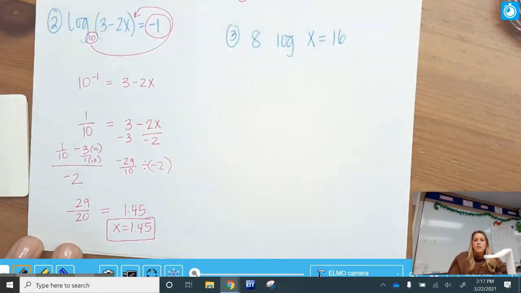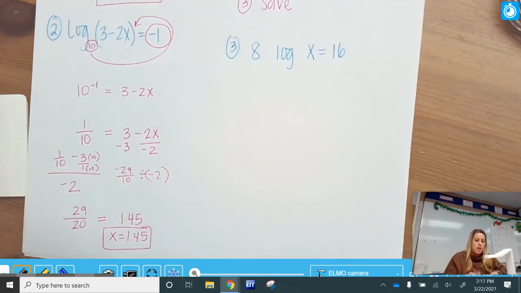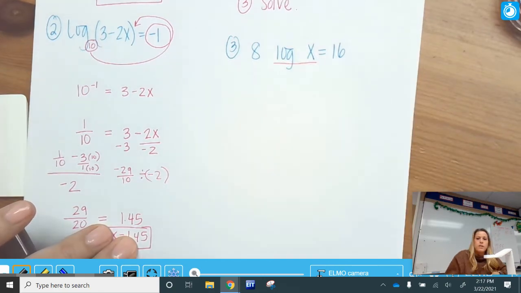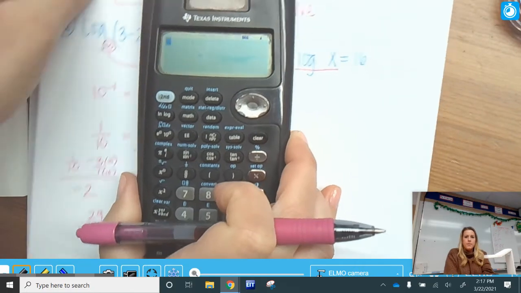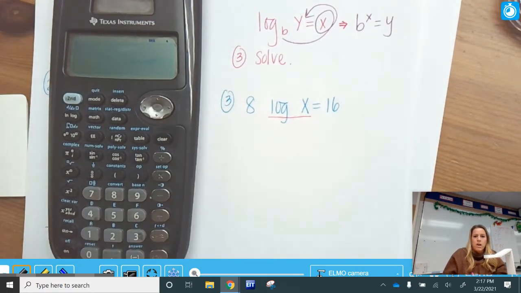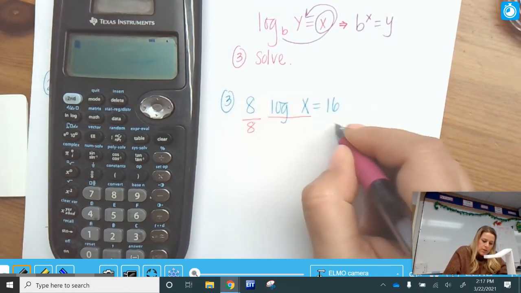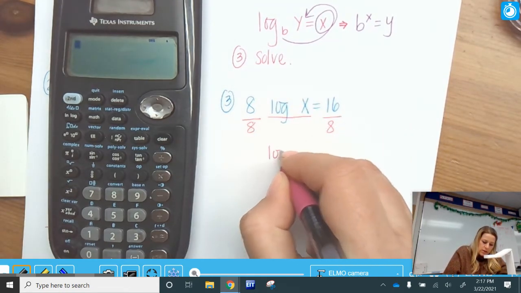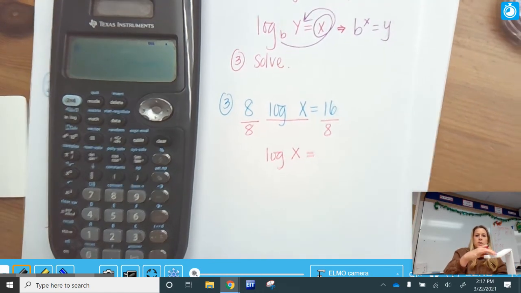Okay, next one. Now we're going to get to one where we actually have something we have to do first. So the log is right here. We need to get that by itself. And what this means is 8 times this log. So I'm going to divide out an 8 so that my log is by itself. Log of x equals 2.